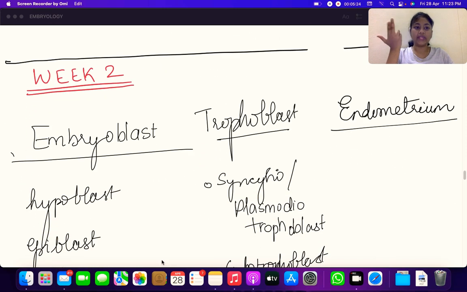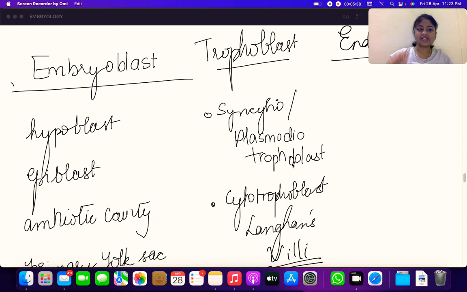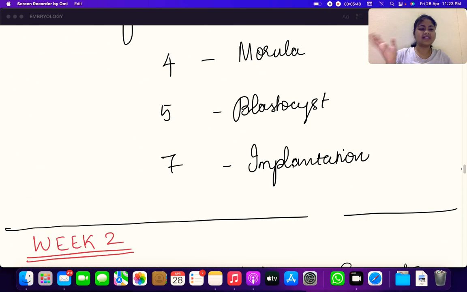Now we'll go to week 2 changes. The events in week 2 can be divided into 3: the changes in the embryoblast, the changes in the trophoblast, and the endometrium. So in the endometrium, the change is the same: the decidua basalis, capsularis, and parietalis. That's all. And the cavity fuses.